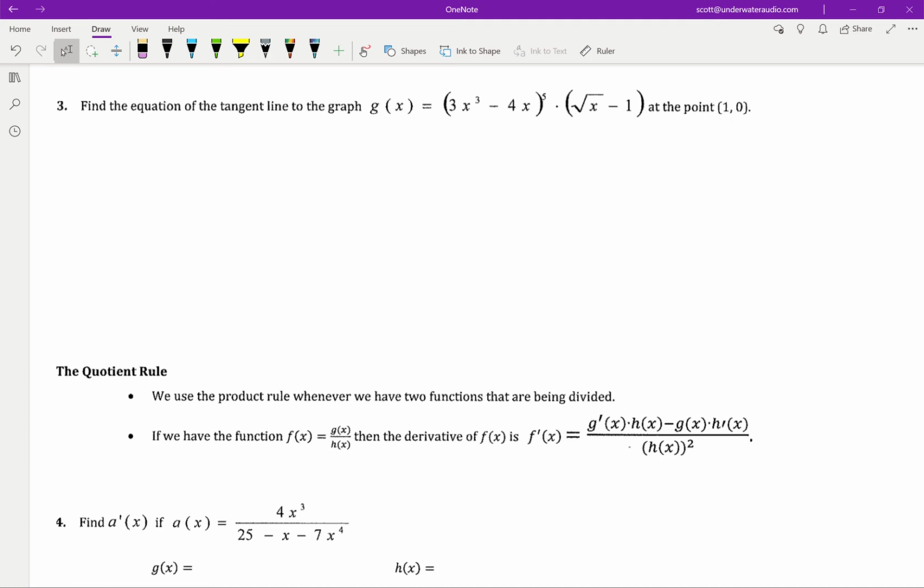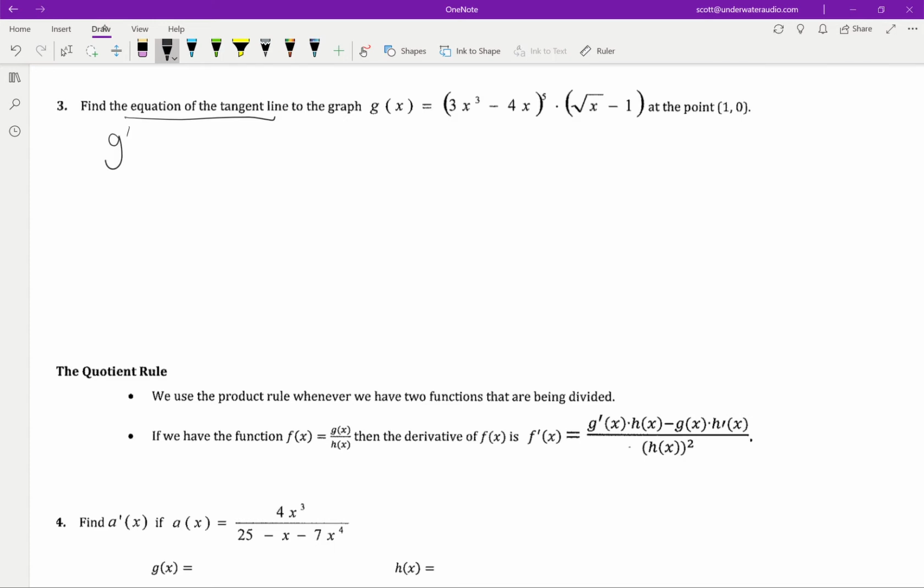Okay, find the equation of the tangent line to the graph g of x equals 3x cubed minus 4x to the fifth times the square root of x minus 1 at the point 1, 0. Okay, so I need the equation of the tangent line, which means I'm going to need slope. And also, this is a pro tip: if you don't know what to do in a problem in this class, try taking a derivative. So that's what I'll do first.